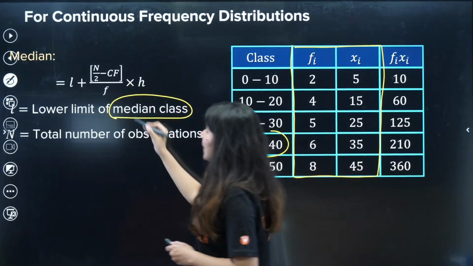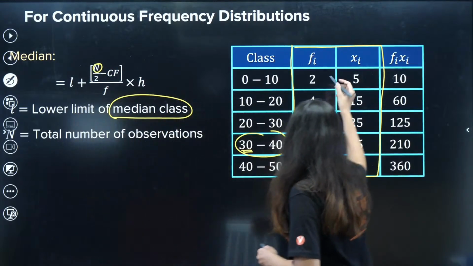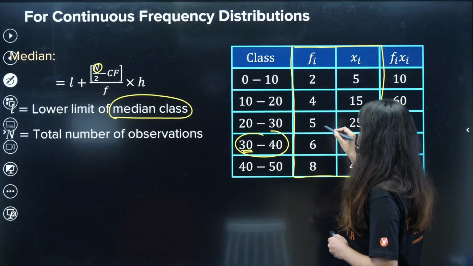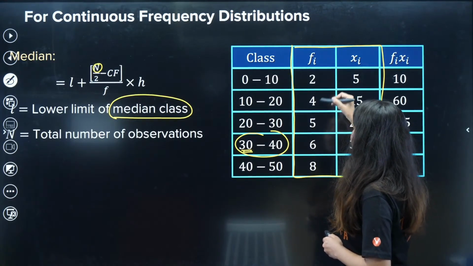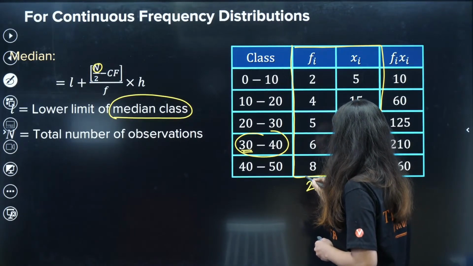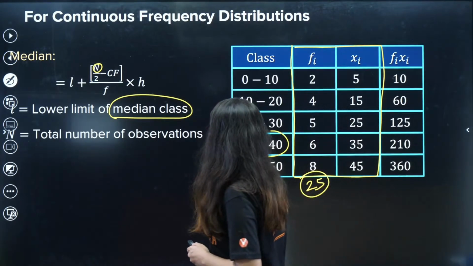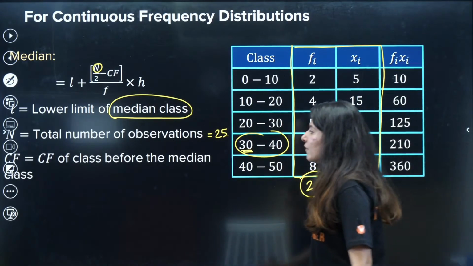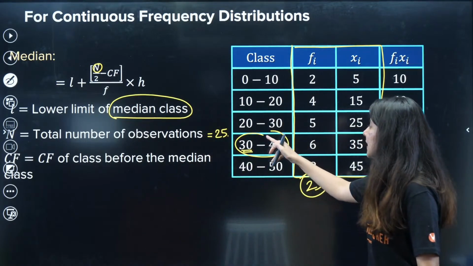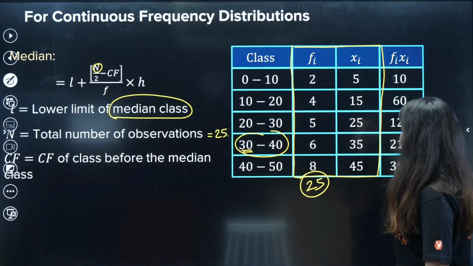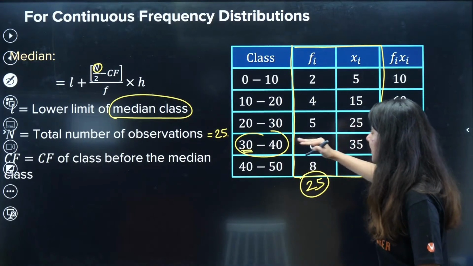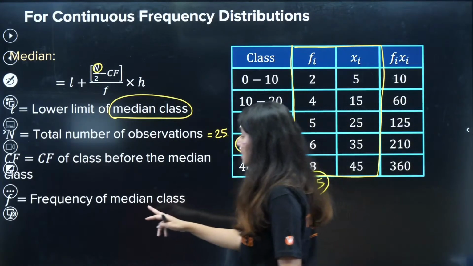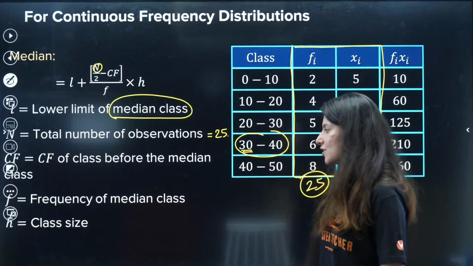Right? And what about N? N is nothing but the total number of observations, that means sigma Fi. So if you add 8 plus 6, 14, 19, 20, 21, 21 plus 4 is 25. So 25 will be your N. What about next? Cumulative frequency of the class before the median class. Suppose this is the median class, so we need to calculate the cumulative frequency previous to the median class. F is the frequency of the median class, and H is the class size.